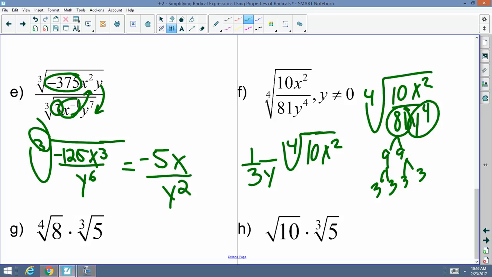But I can take out an x squared. So actually, I've got x over 3y times the fourth root of 10. I'm sorry, my brother? And actually, that's wrong what I did as well. You can't take out x squared or y squared because it's a fourth root. I need 4. I can't take out an x. I only have 2 x's. I need 4 x's. Okay?